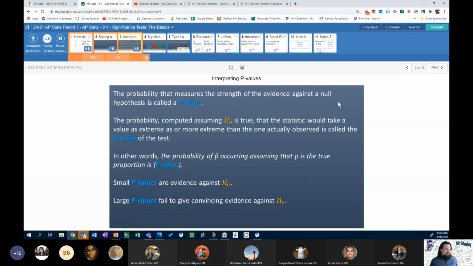In other words, the probability of p hat, or sample, occurring assuming that the actual proportion is the true proportion is the p-value. Small p-values are evidence against H0. Large p-values fail to give convincing evidence against H0. If we have evidence against H0, we reject it. If we fail to have evidence against it, we fail to reject.